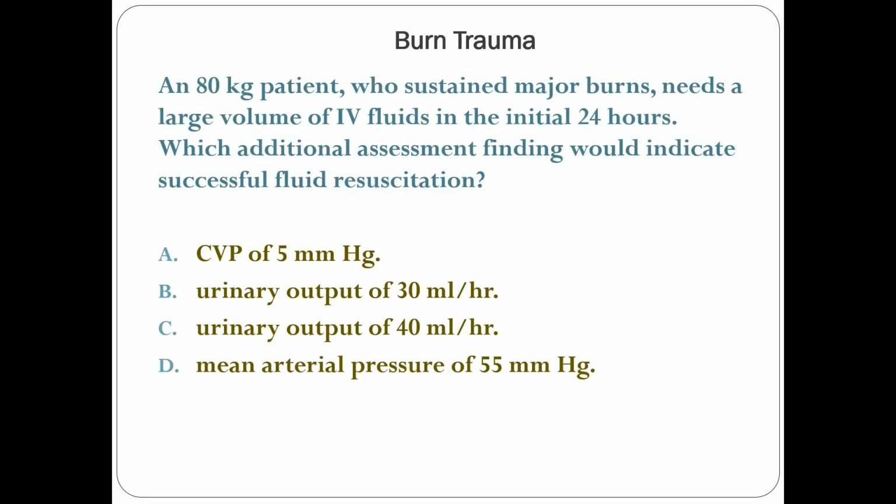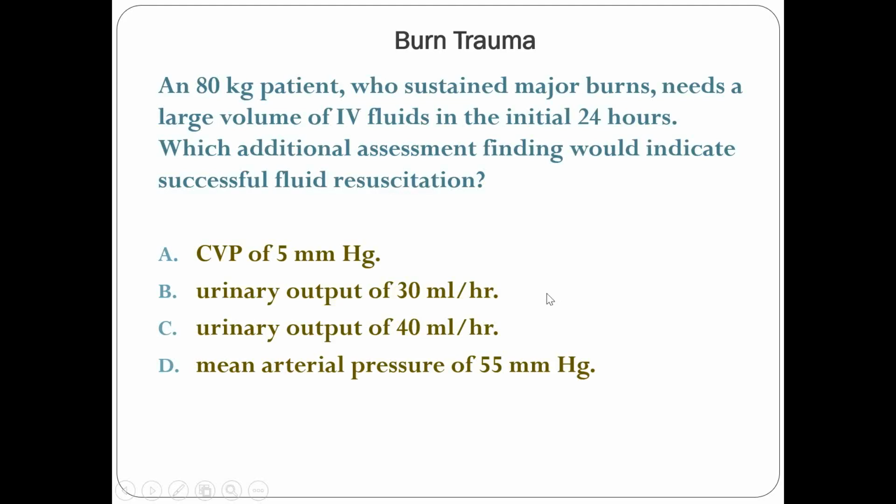An 80-kilogram patient who sustained major burns needs a large volume of IV fluids in the initial 24 hours. So which additional assessment finding would indicate successful fluid resuscitation? When we look at all these answer choices, we know the patient is 80 kilograms, and per our rule, whether in the shock scenario, the kidney scenario, or the trauma scenario, the minimum urine output for an 80-kilogram patient is 40 mils per hour. That's what indicates to you, the nurse, that successful fluid resuscitation has been obtained. If the urine output is 30 mils, that's not enough.